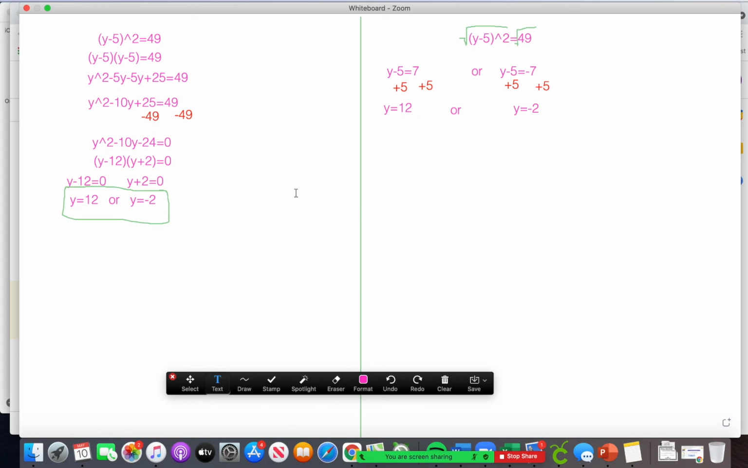So in summary, when you have a perfect square trinomial and you are trying to solve it, there are two different strategies you can use. You can use the zero product property, or you can square root both sides and find the solution that way.